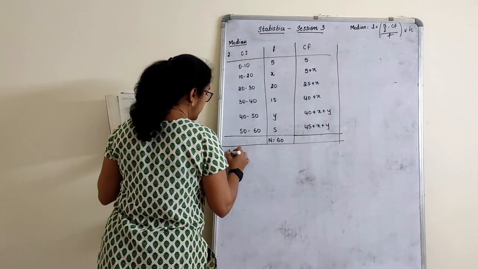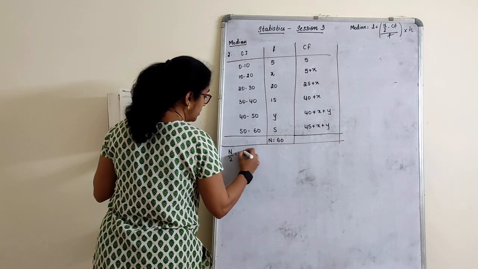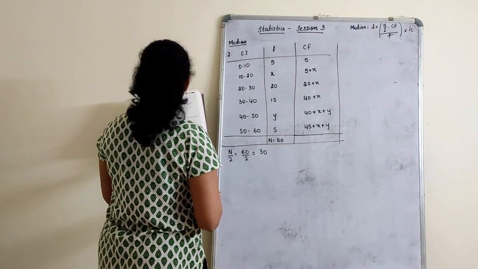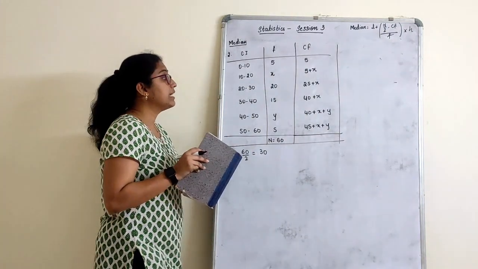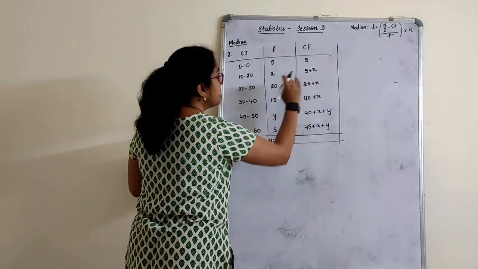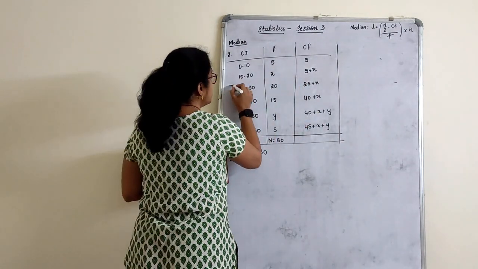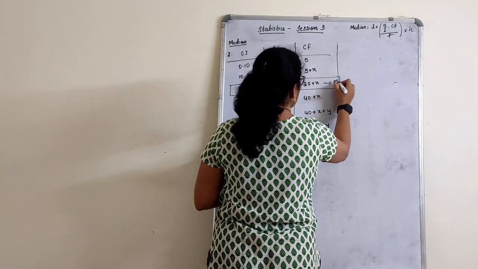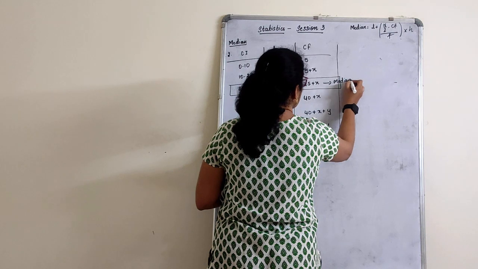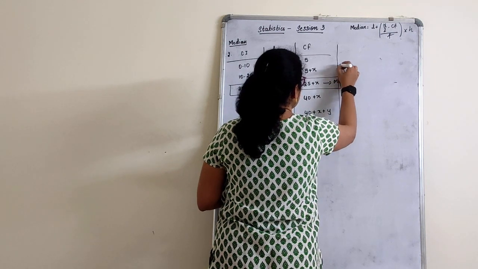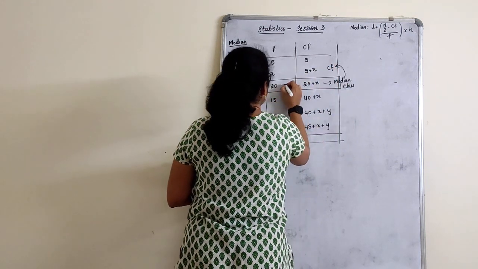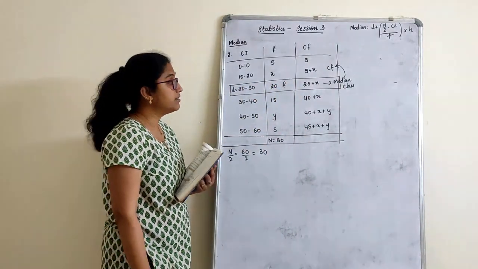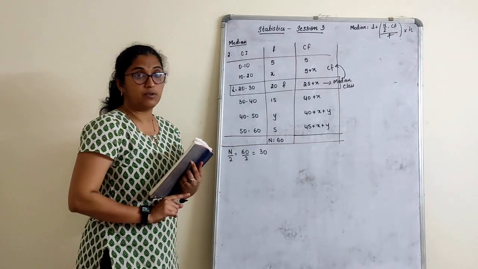Let's find the median class now. N by 2 is equal to 60 by 2, which is 30. Right? Now, where does 30 lie? It lies somewhere in this 25 plus x term. So this is my median class. If this is my median class, this is my CF, this is my F, and this is my lower limit. Very clear? This part is very clear now, what we have done.